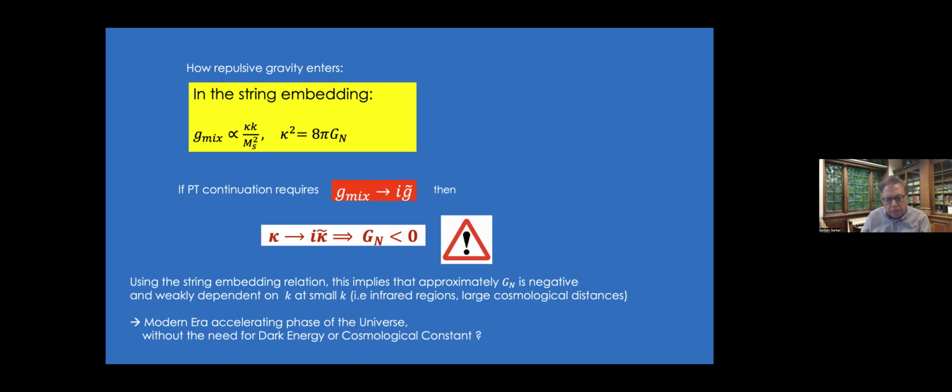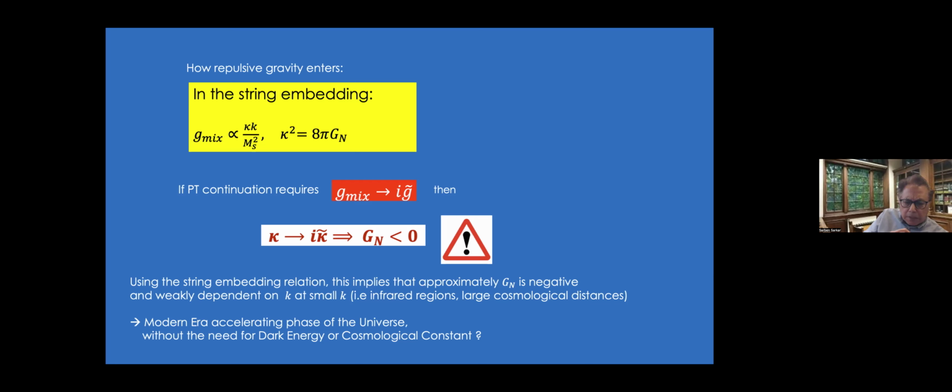So here, in a very simple-minded way, as we said, we've got our foundational relation between g_mix and g_N kappa from our string embedding. For us, that's an important relation which we take from our string theory framework. So once you do that, clearly, if g_mix goes into the PT branch, g_mix goes to i g tilde, and then you can see that g_mix squared, which is going to be equal to kappa squared, will give rise to a kappa squared where g_N becomes less than 0. So in that sense, we get a negative, repulsive gravitational behavior, which is different from what people talk about in terms of dark energy and other sorts of things. It's a different way of looking at things.